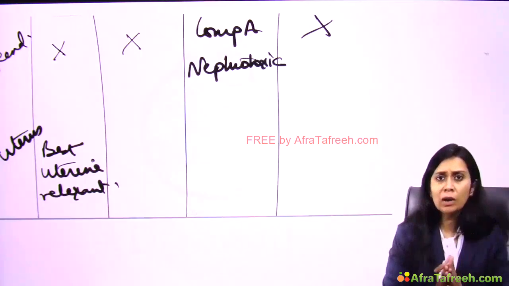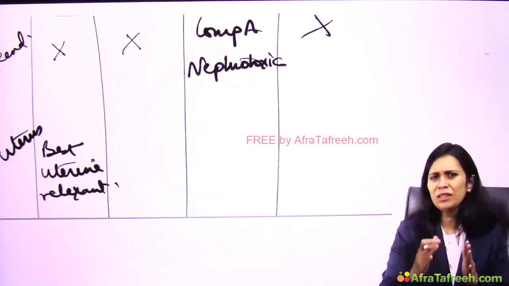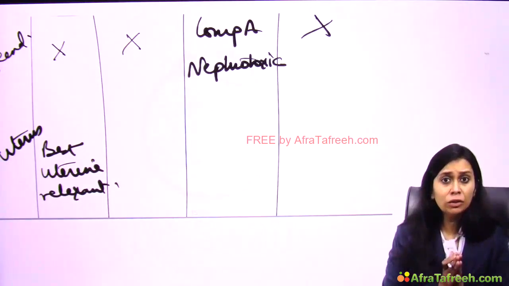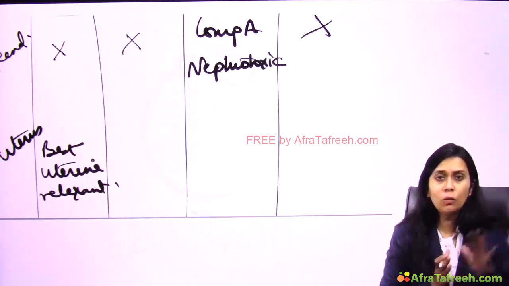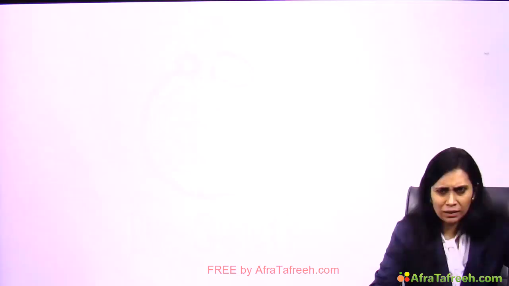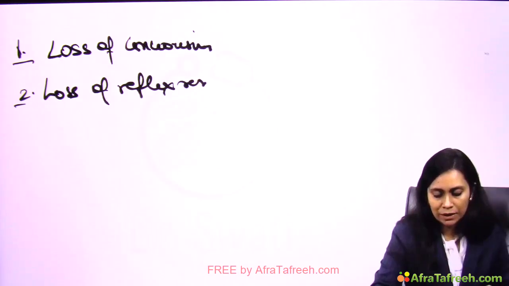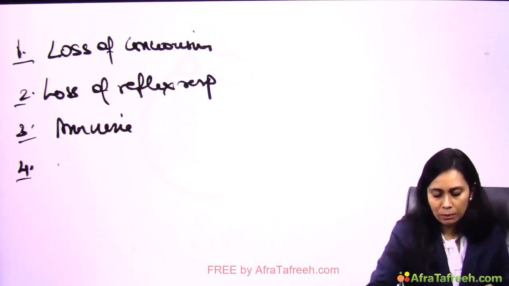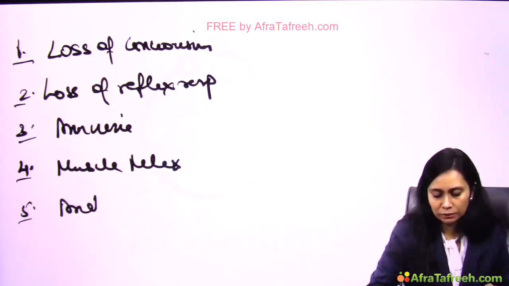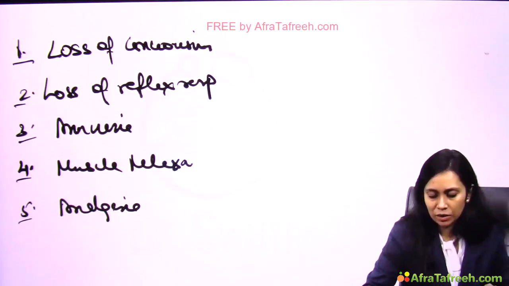Before finishing off the pharmacodynamic properties, let me just tabulate the effect of these inhalation agents on different components of general anesthesia. What were the 5 components of general anesthesia? Let us revise. Number 1, loss of consciousness, right? Then loss of reflex response, right? Then amnesia, then muscle relaxation, and then analgesia, right?